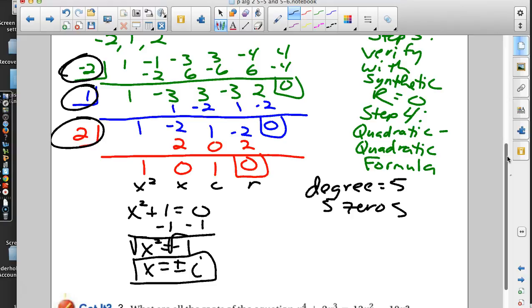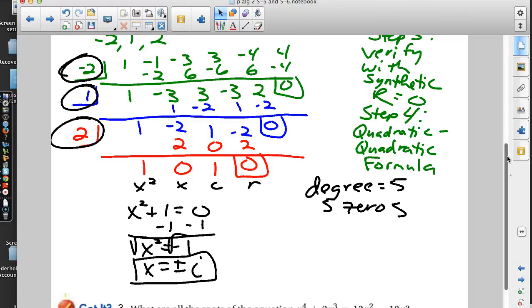Our job is to find them all, whether or not we can do it by hand, by factoring, or we have to grab the graphing calculator and get some to start with. But we always want to work this down as far as we can and then find the rest of them using algebra as we go through these.